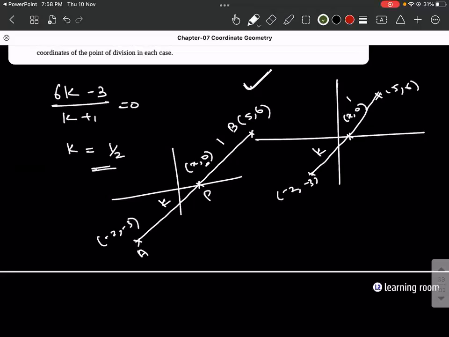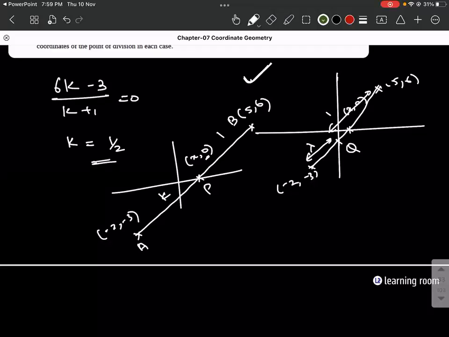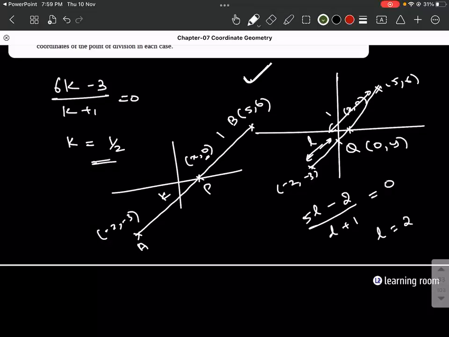Similarly, for the same diagram, if I take this to be Q, the point on the y-axis, and let me say the ratio is L is to 1. So (L into 5 minus 2) divided by (L plus 1) should be equal to 0, because on the y-axis, the x coordinate will be 0. Are you able to understand this point? (0, y). So (5L minus 2) divided by (L plus 1) is equal to 0. So L will be equal to 2 by 5.